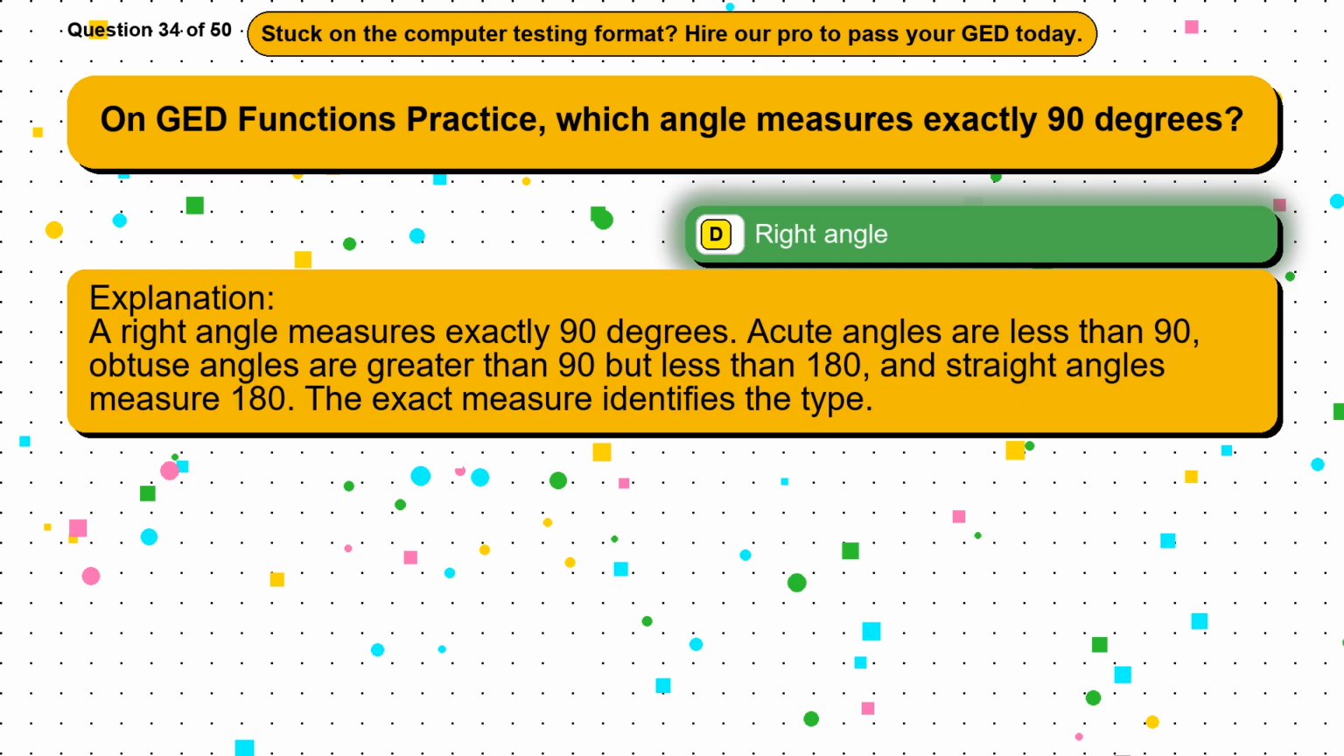A right angle measures exactly 90 degrees. Acute angles are less than 90, obtuse angles are greater than 90 but less than 180, and straight angles measure 180. The exact measure identifies the type.